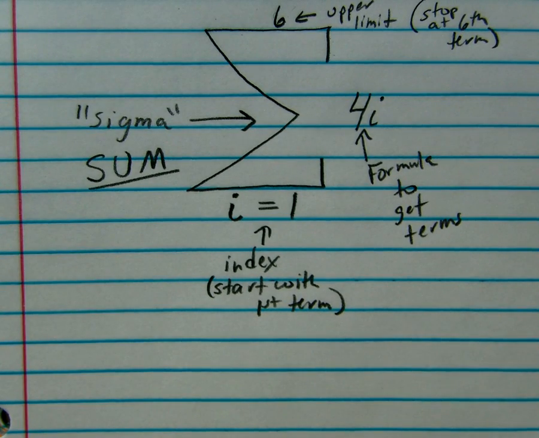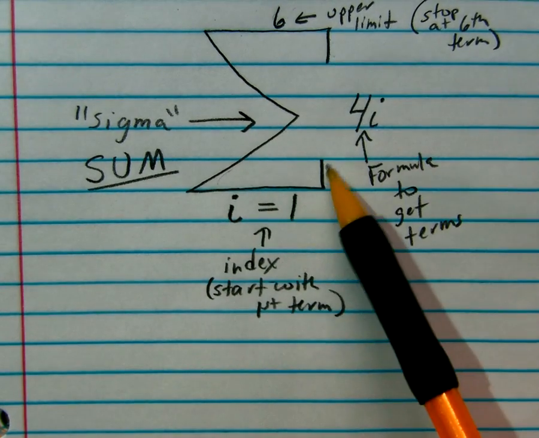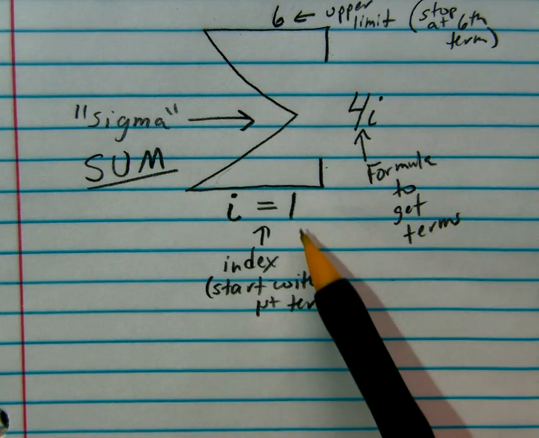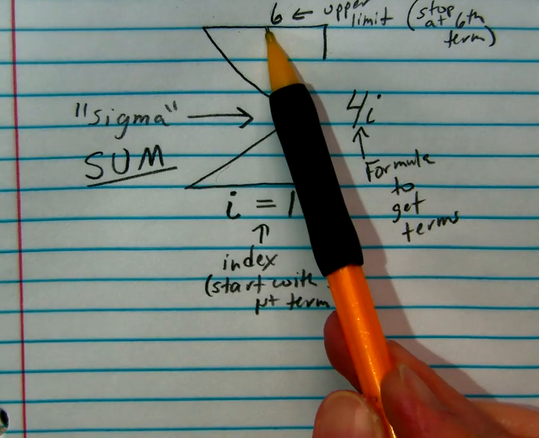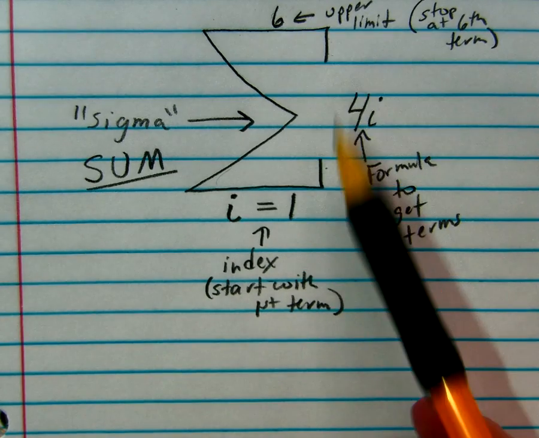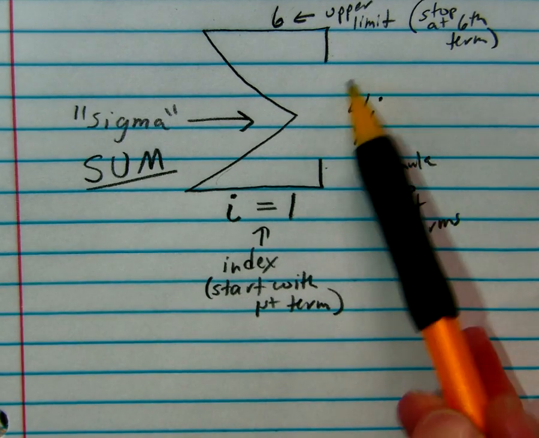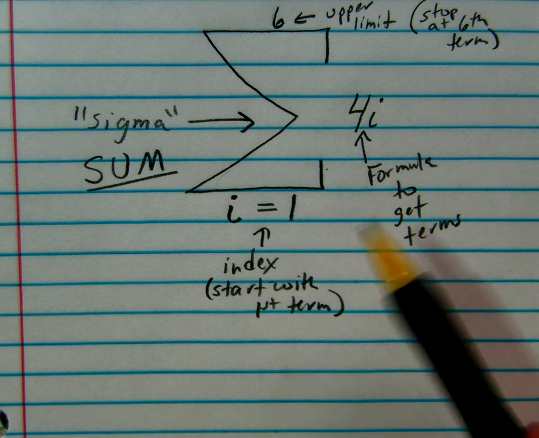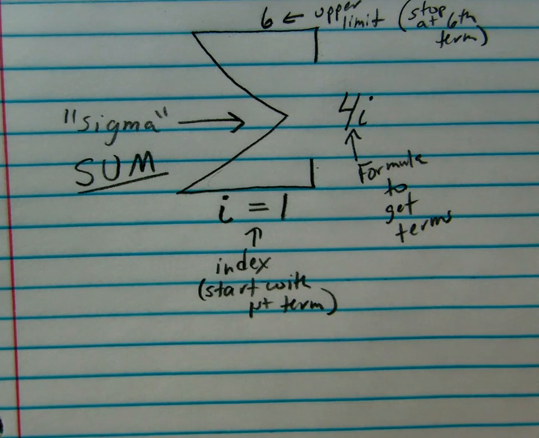So just to kind of go back over, it's a big sigma. It means we're going to sum up the terms of a sequence. We're starting with the first term, ending with the 6th term, and whatever numbers they give you, that's what you're going to do, and then this is your formula. So we're going to find all of those terms for the sequence and add them up.